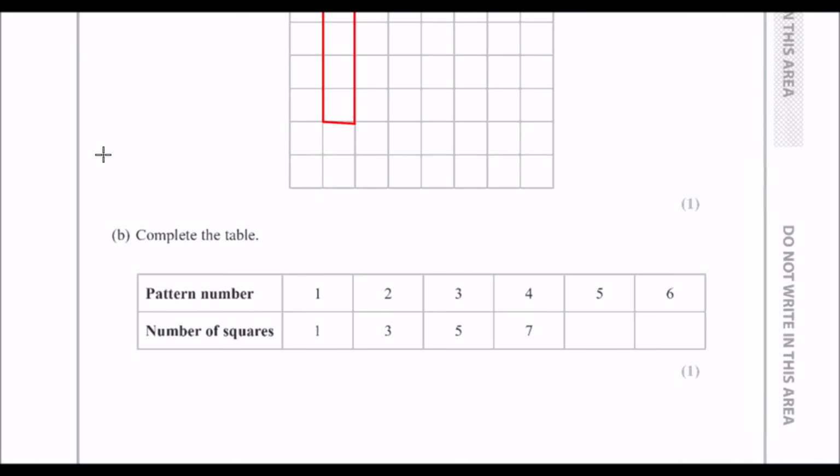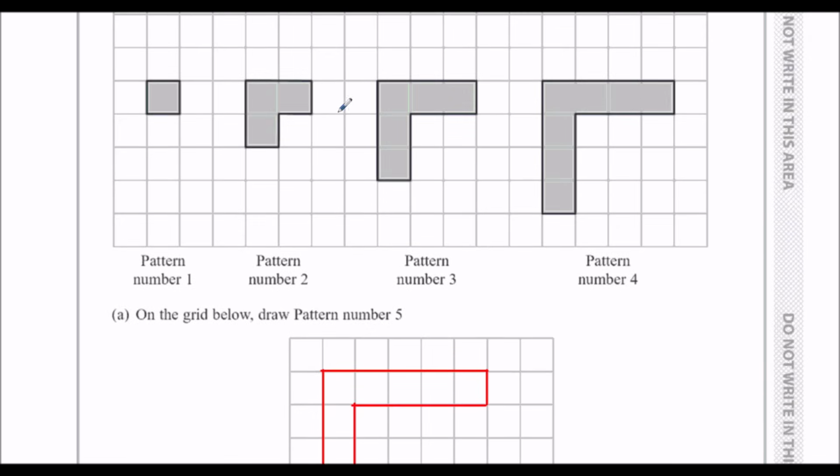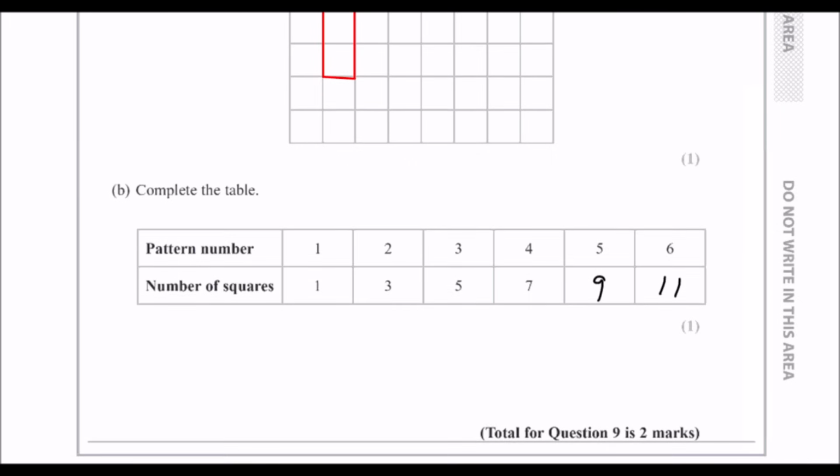And then part B says complete the table. So pattern number 1 has got 1 square, 2 has got 3, because we're adding 2 new ones every time. So pattern 5 has got 2 more than pattern 4, and pattern 6 has got 2 more than pattern 5. It goes up by 2 squares every time. 1 extra one on the right, 1 extra one on the bottom.